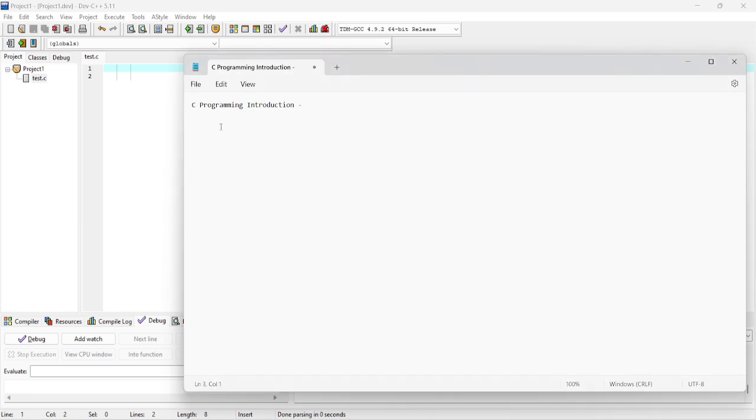Hi, so C programming introduction. C is a general purpose programming language invented by Dennis Ritchie. He actually invented the C programming language to develop the Unix operating system, and now it is one of the most widely used programming languages. And C is sometimes also called a system programming language.